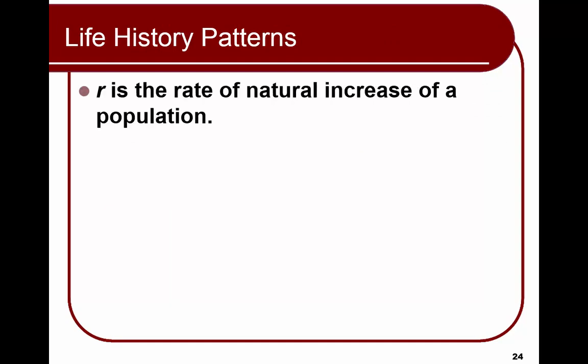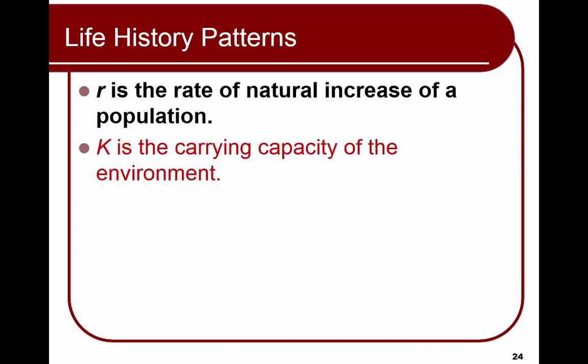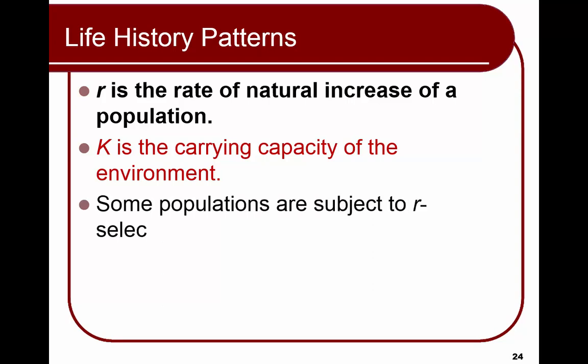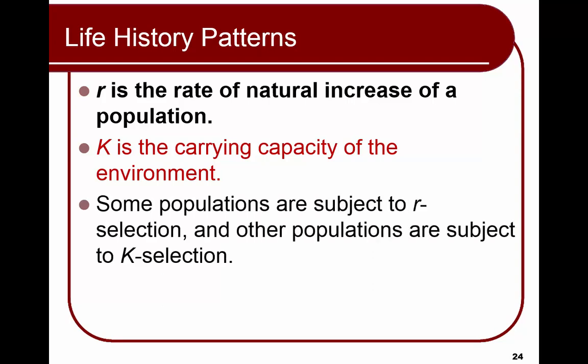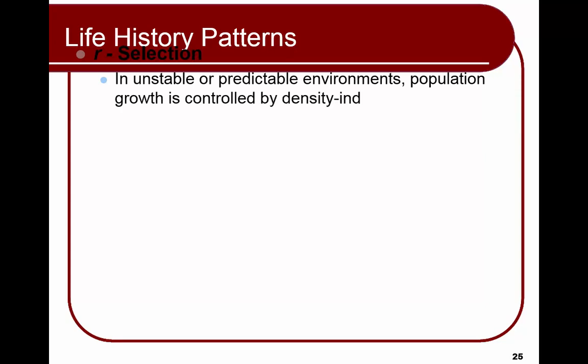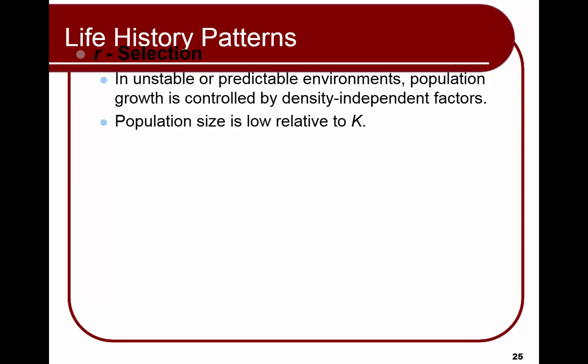Now, r is the rate of natural increase of a population, and K is the carrying capacity of the environment. And some of the populations are going to be r selection, and some are going to be K selection. If it's r selection, it's an unstable and unpredictable environment, and it's going to be density independent factors that control the population growth. The population size is very low relative to carrying capacity. It's the density independent factors that control it.